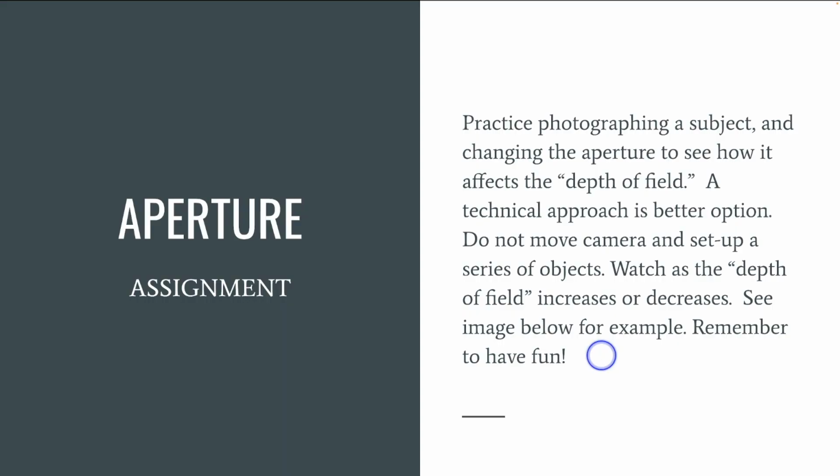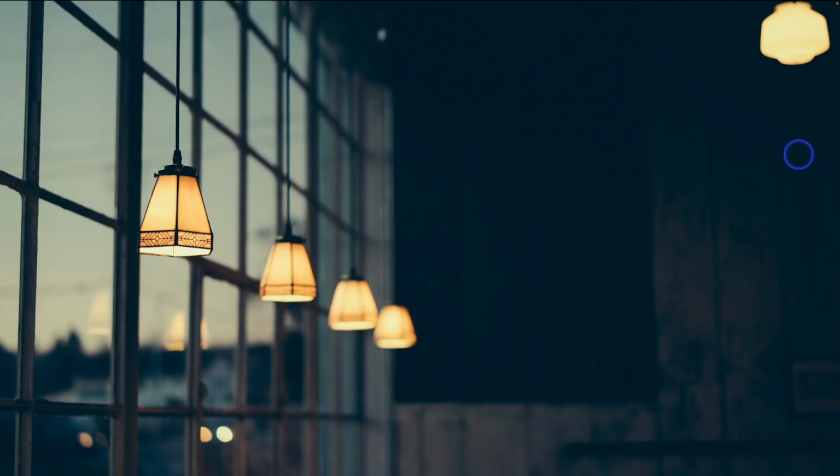So what can we do to learn about aperture and how it affects our image? We can practice photographing a subject and changing the aperture to see how it affects the depth of field. In this, I'm telling you a technical approach is a better option. And if you remember here in this image, this is what I'm talking about, where you're just having your camera and you have this line of objects going back.